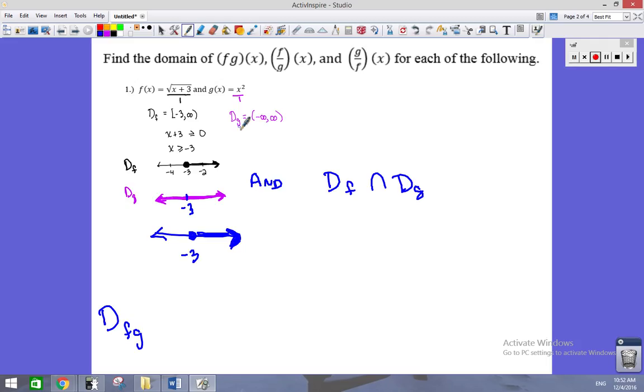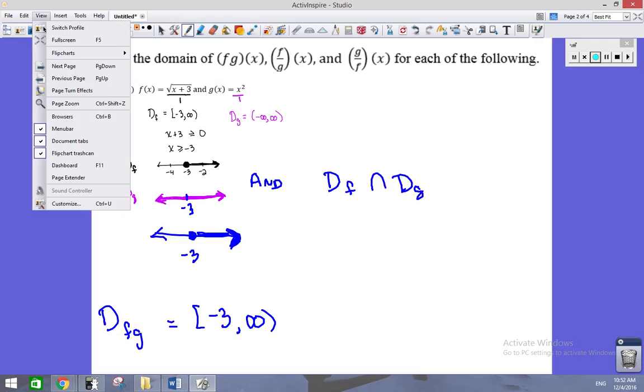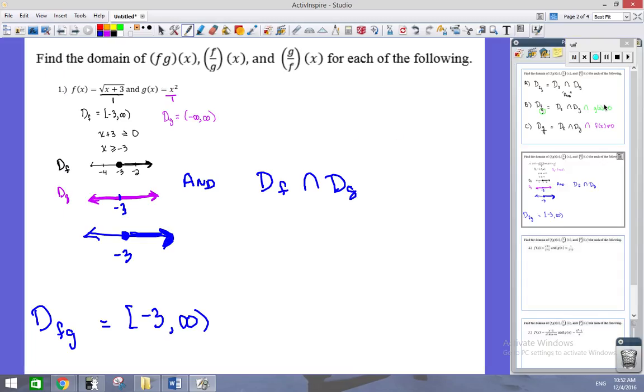So this domain of g did not add any new restriction nor change the restriction of the domain of f, so the domain of this product, f times g, is the same as the domain of f, and that's negative 3 to infinity. Now that's not going to happen with every problem, but it did happen for this problem. All right, so let's continue.